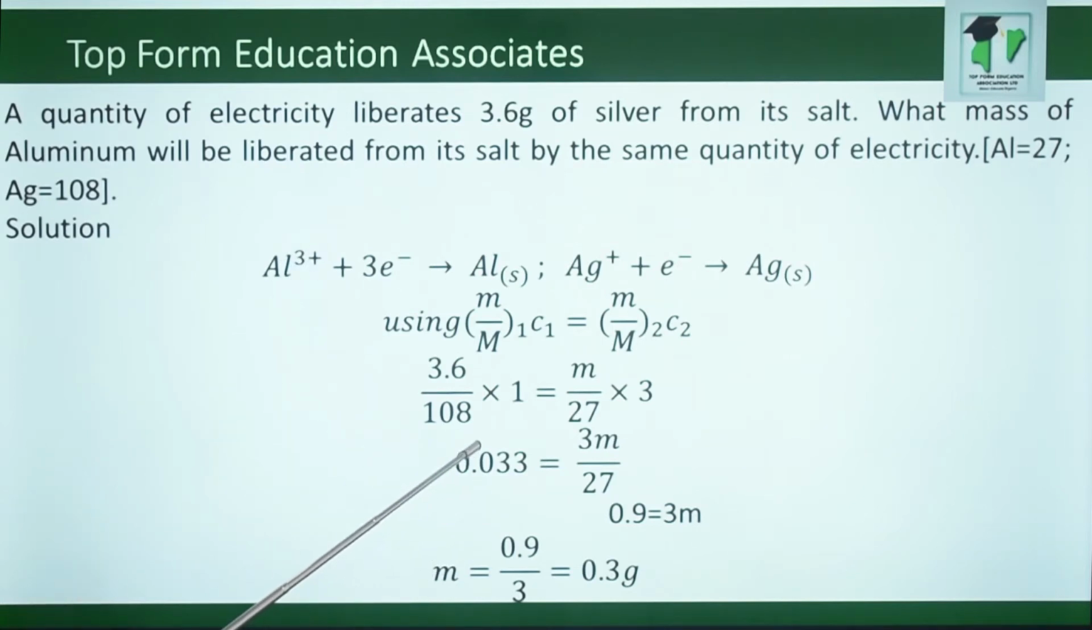Therefore, 0.0333 is equal to 3m over 27. Making m the subject of the formula, our answer should be 0.3 gram.